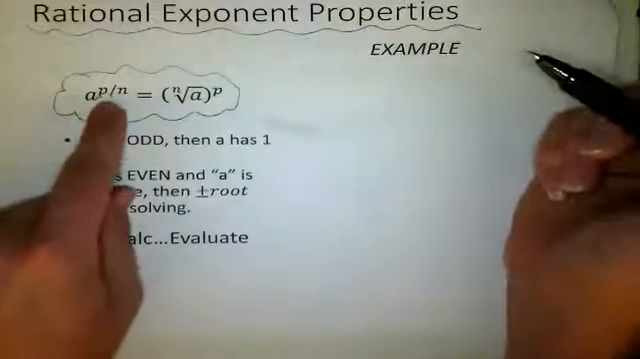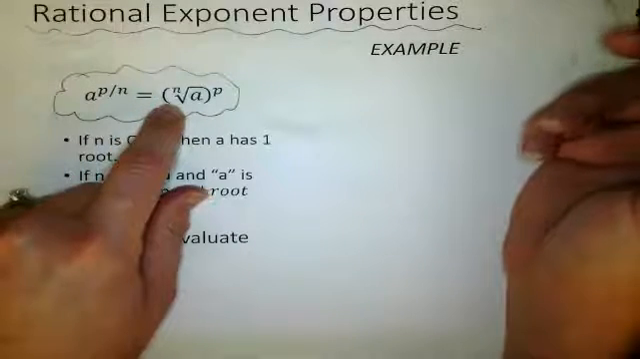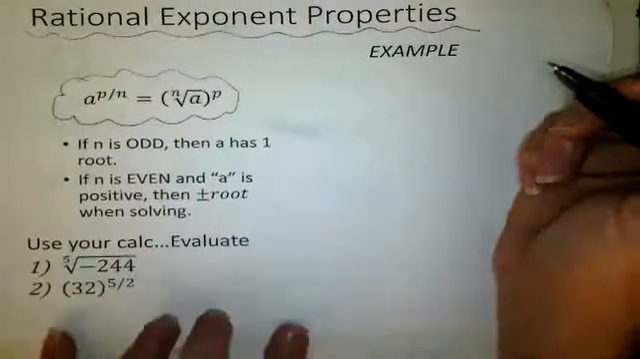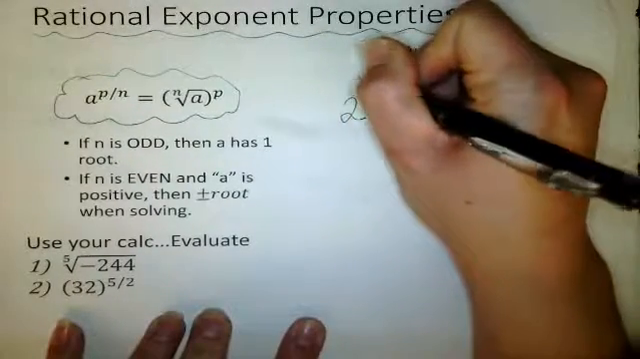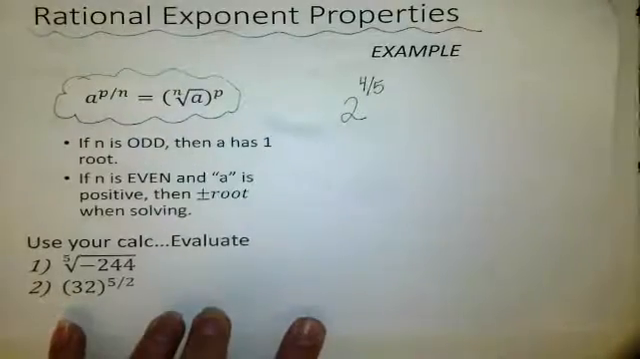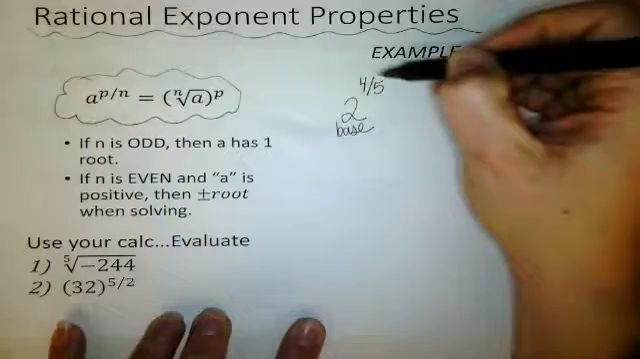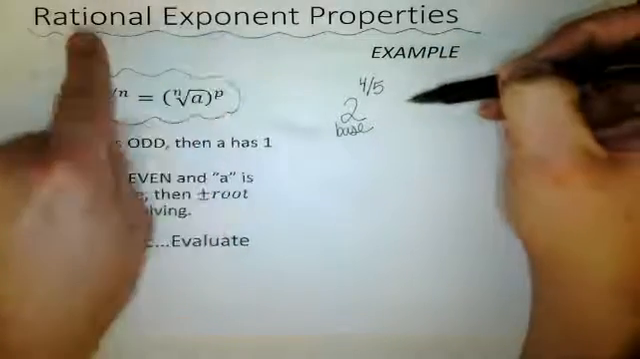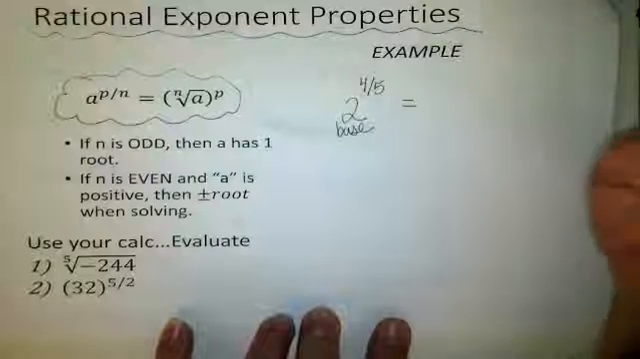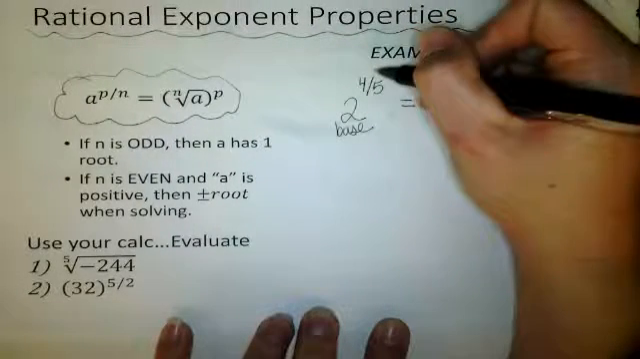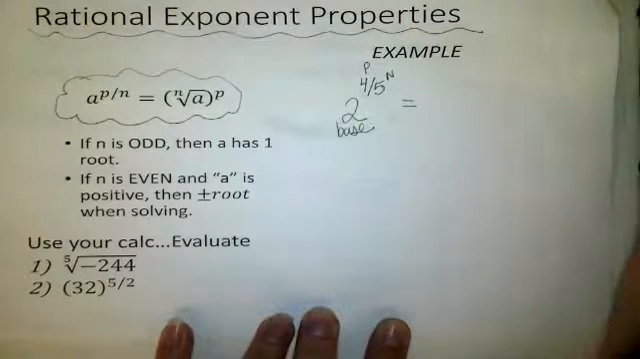A number to a p power over n can be rewritten with radicals, and that's nice because it's going to help us evaluate. Let's see how that works. If I have 2 to the 4/5, you can see this 2 is what we call the base. And here we have what is called a rational exponent, a fractional exponent. Then 2 to the 4/5 can be rewritten. I lovingly call this the power, p, and the index, n, is the bottom number.